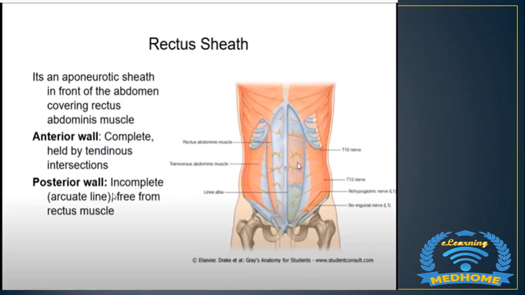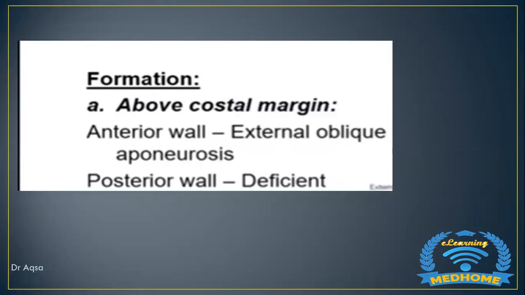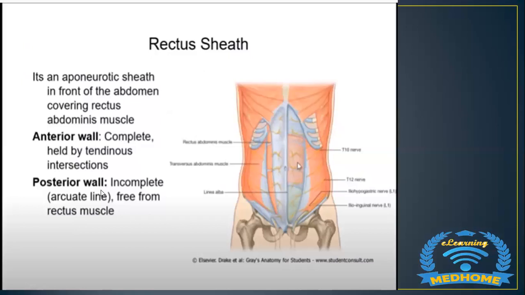And the posterior wall is incomplete below the arcuate line, and it is free from the rectus muscle. So posteriorly, it is divided into above the arcuate line, below the arcuate line, and in between both of them. We are going to discuss it. Now, what happens if you look here? You can see the front part, the anterior part of the rectus sheath, while the posterior part of the rectus sheath is not visible here.